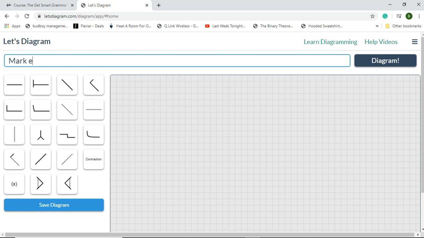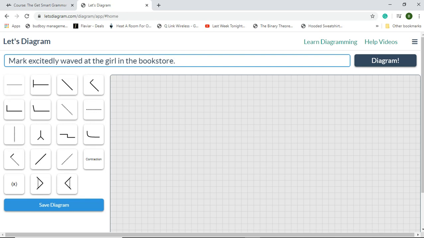Mark excitedly waved at the girl in the bookstore. Mark excitedly waved at the girl in the bookstore. This is question number 1.